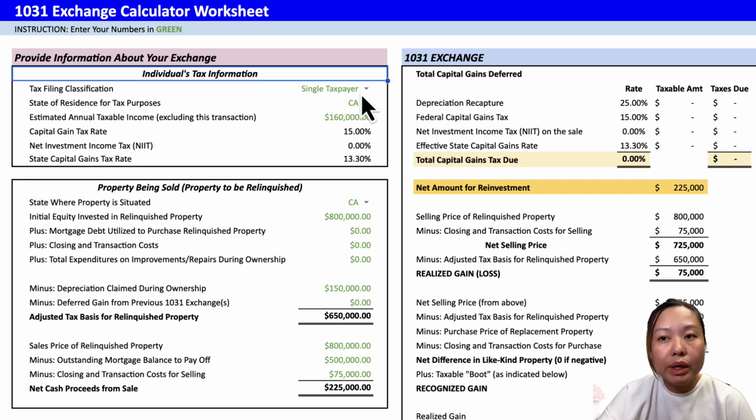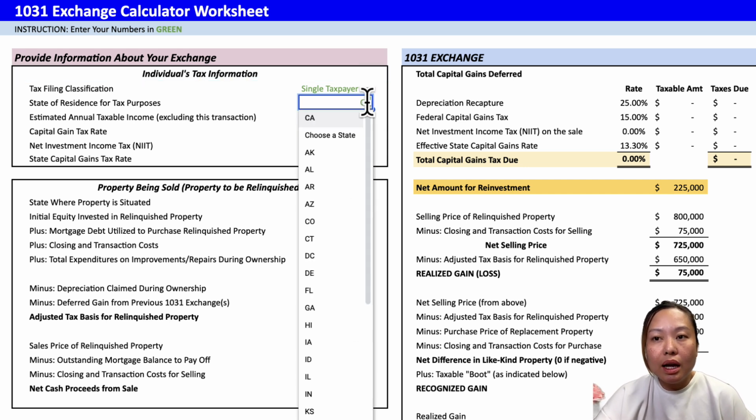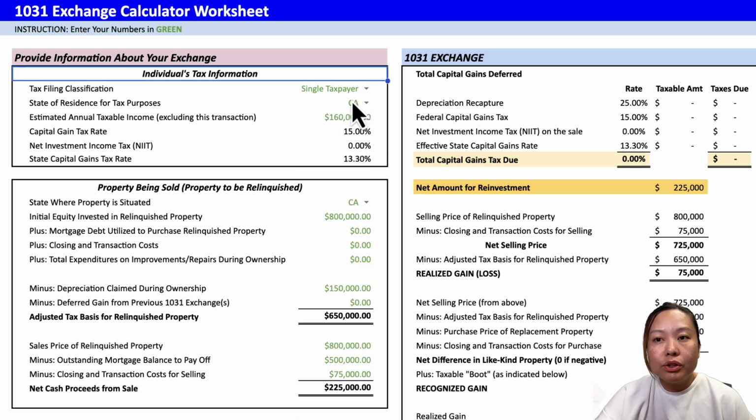In our example, we're going to choose our case as single taxpayer and then your state of residence. This can be different from the state of the property. So I'm going to choose California as state of residence. There are all other states that you can choose from. When you choose your state, it's going to show you the state capital gain tax down here.